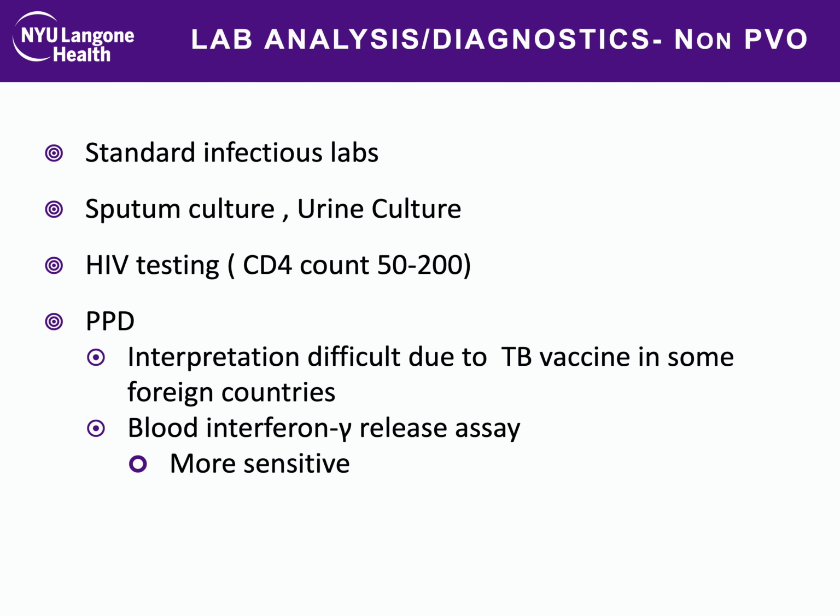Standard infection labs should be ordered. Sputum and urine culture can be used to diagnose pulmonary and GU-TB respectively. Think about HIV testing. CD4 count usually is 50 to 200 in these patients. PPD results can be difficult to interpret due to TB vaccine in some foreign countries. So enter blood interferon gamma release assay, which is more sensitive.